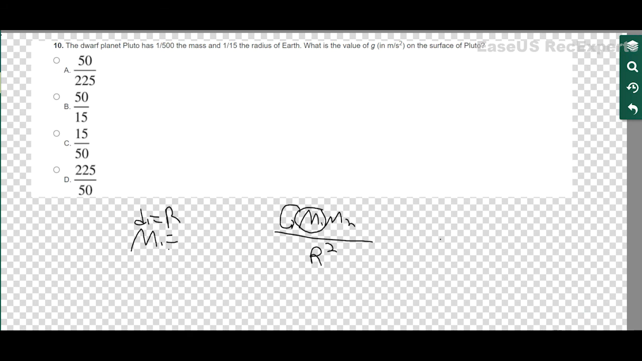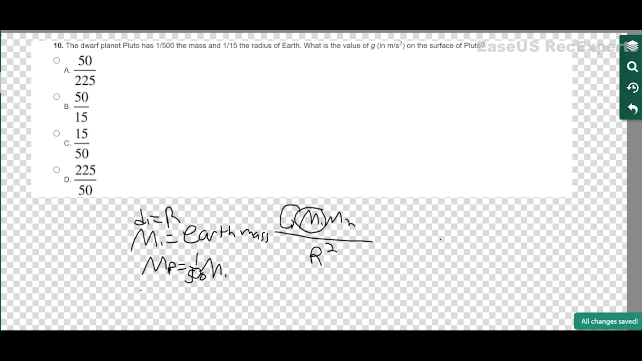And we'll label mp for Pluto's mass. It's going to be 1/15 times m1. Or sorry, this is 1/500th times m1, the Earth mass.